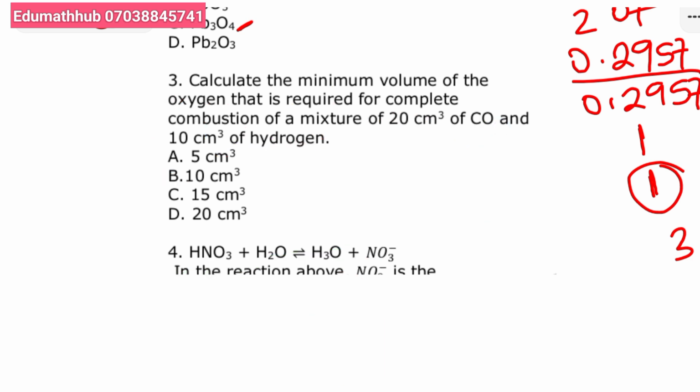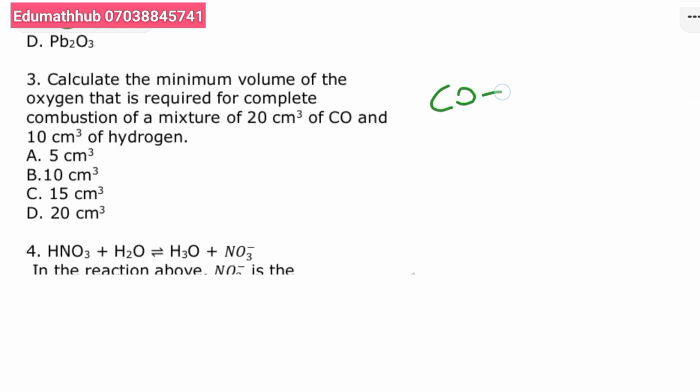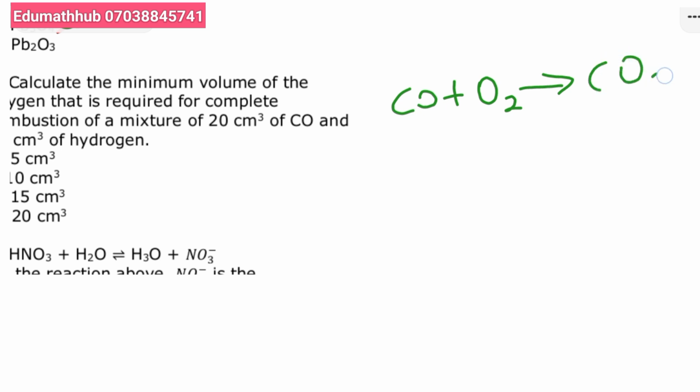So if you write that reaction between CO and oxygen, you're going to get something like this. So you have CO plus O2. This one will give us CO2. So this is the first reaction here. So to balance it up, you just put 2 here, then you put another 2 here. So it is balanced now. So the ratio is 2:1, because there's nothing here, so that is 1.